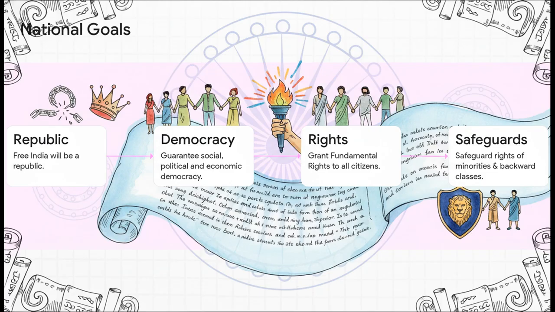First, a free India would be a republic, so no more monarchs. Second, it guaranteed not just political but social and economic democracy. Third, it promised fundamental rights to the citizens. And fourth, it explicitly mandated safeguarding minorities and backward classes. This resolution became the guiding soul of the whole document.